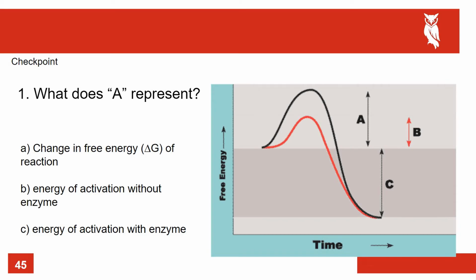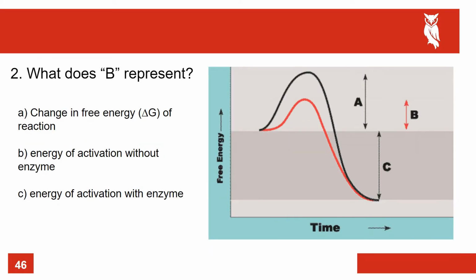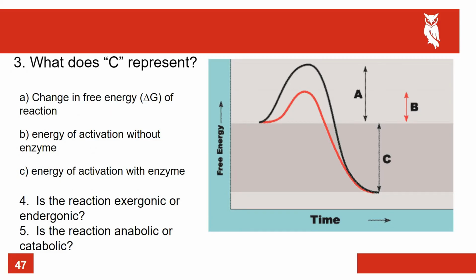So, because you see how it's taller? And then, let's see what the next question is. What does B represent? With enzyme. Yeah, activation energy with an enzyme. It lowers activation energy. Very good. Yeah, the correct answer is C. All right, and then what does C represent? Change in free energy of the reaction. Yeah, change in free energy.